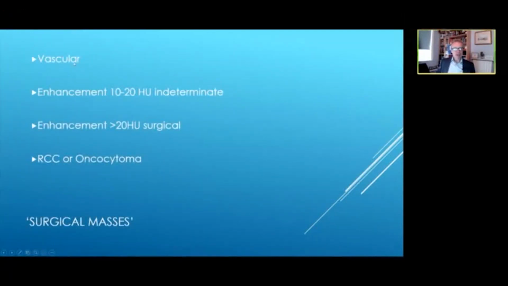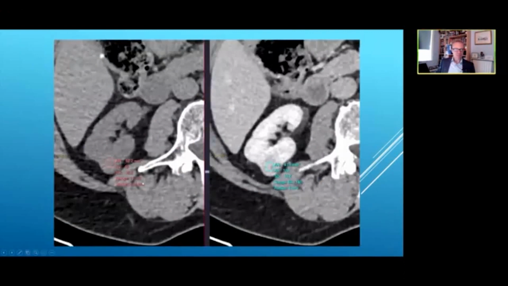So in summary there, surgical masses are vascular. They enhance by more than 20 Hounsfield units. 10 to 20 is indeterminate. And these generally turn out to be RCCs or oncocytomas. Here's an example. This is from my ablation list 2 weeks ago. 48 Hounsfield units pre, 112 Hounsfield units post-contrast, so a definite surgical mass.